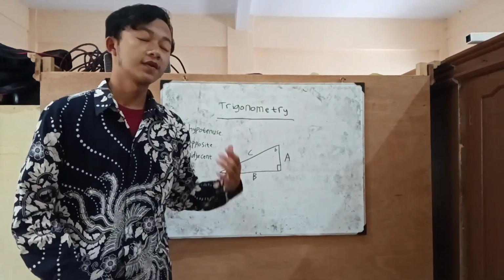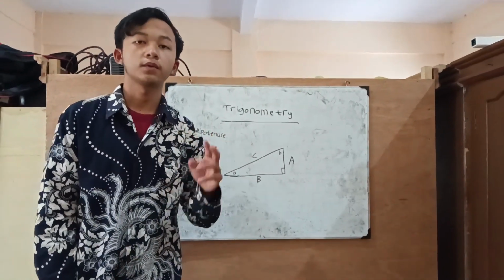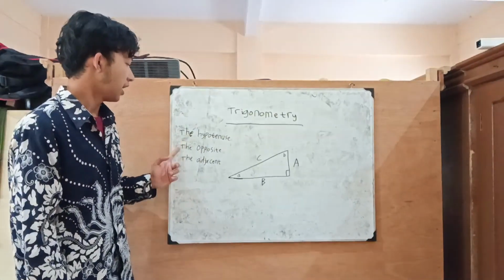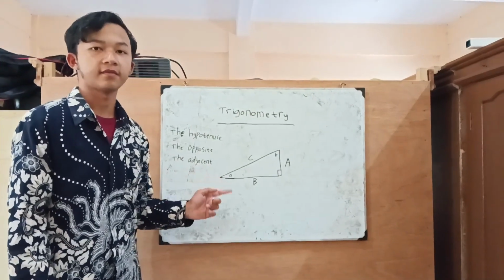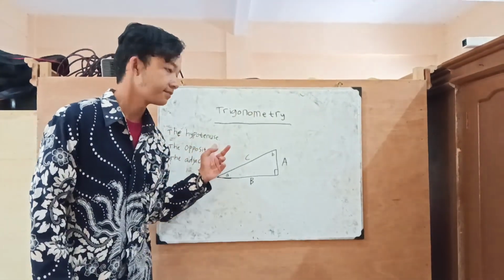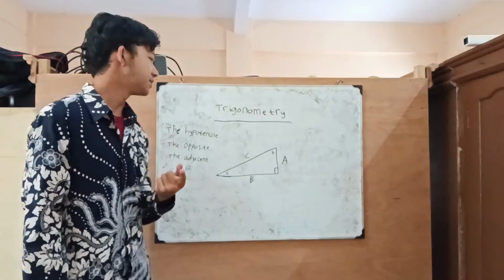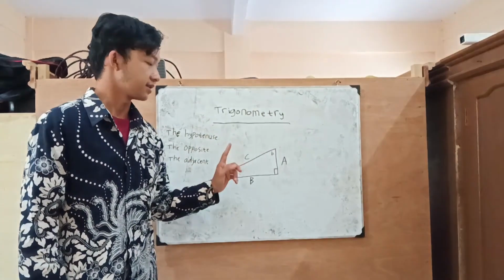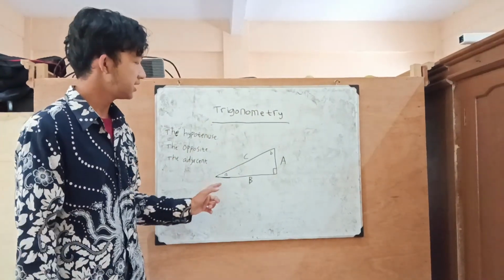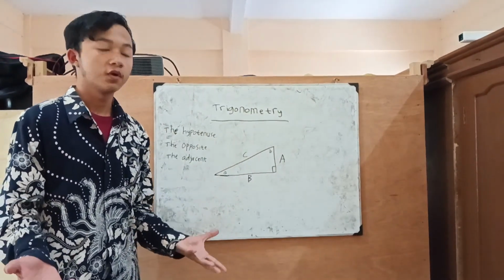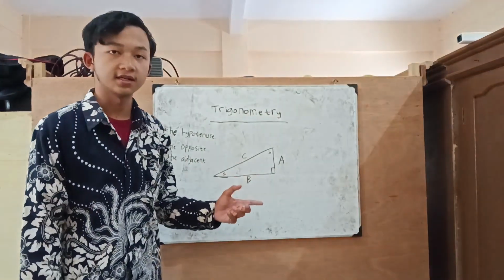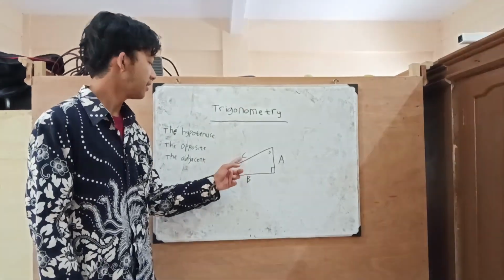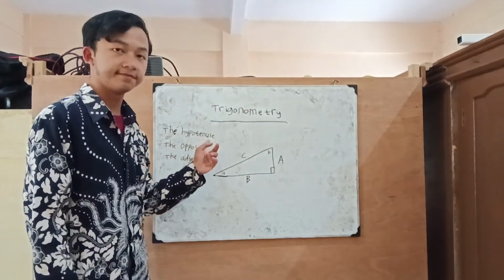Okay, now in trigonometry, you have to know about three things. What are they? They are the hypotenuse, opposite, and adjacent. Well, we will start with the hypotenuse. What is the hypotenuse? The hypotenuse is the side that is always the largest side. For example, in this right angle, we can see which one is the largest side. Yes, that's right. C is the largest side. So it means C is the hypotenuse.